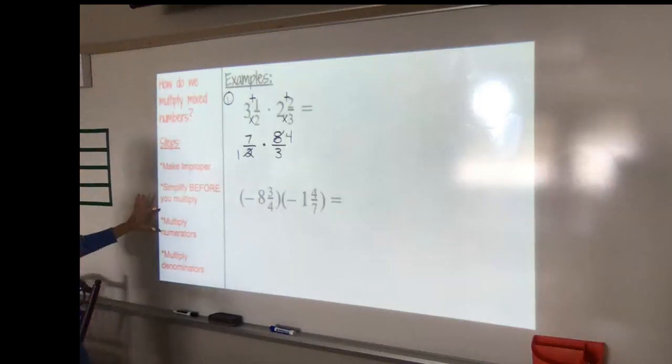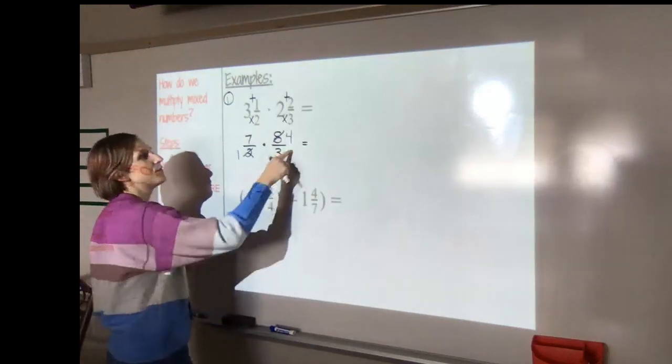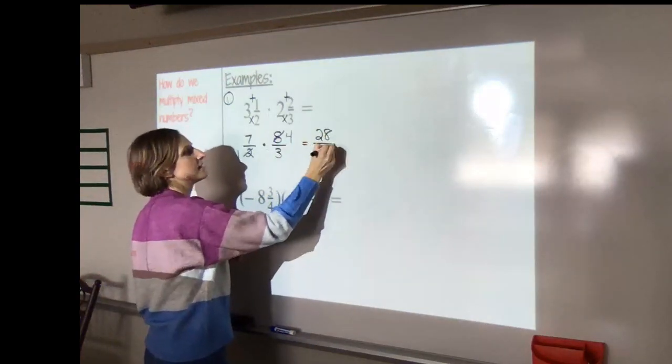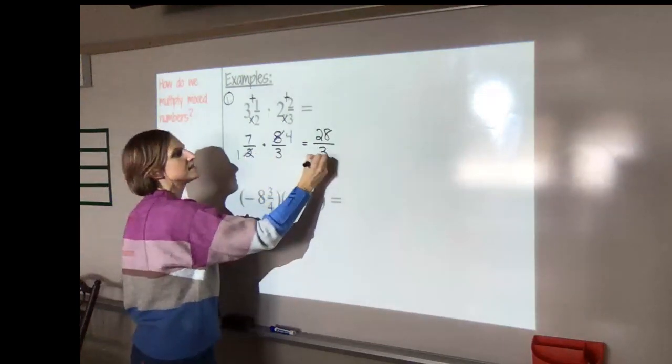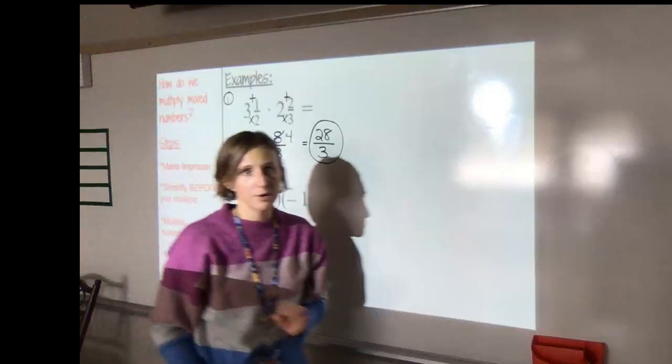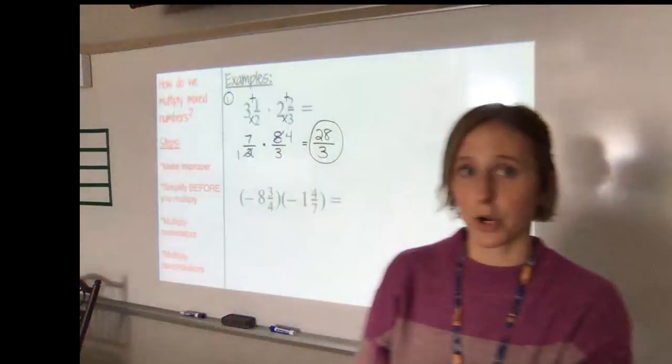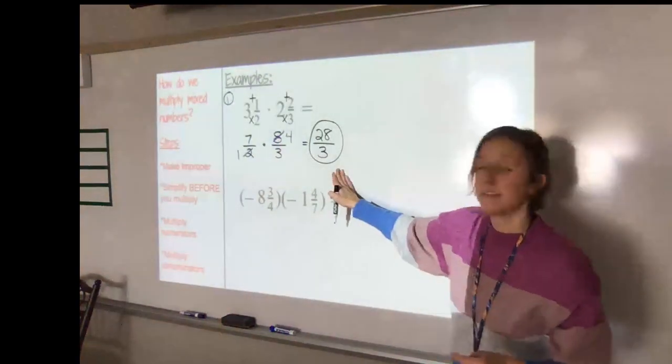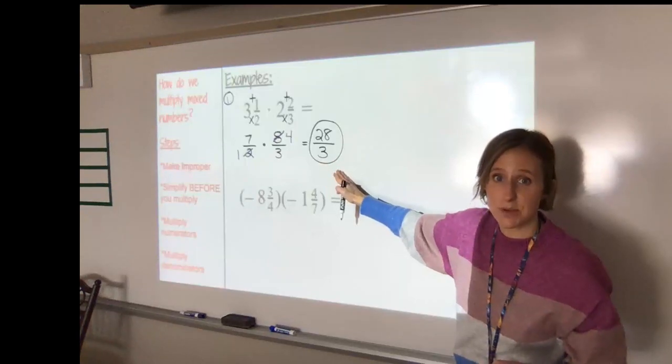Now I'm ready to multiply my numerators. 7 times 4 is 28. 1 times 3 is 3. We're going to leave our final answer improper. Improper fractions are much easier to work with than mixed numbers. If this was a real-world problem, then we would change it back to a mixed number.